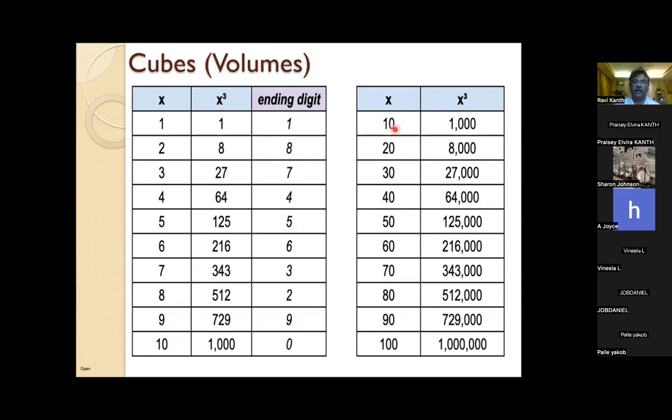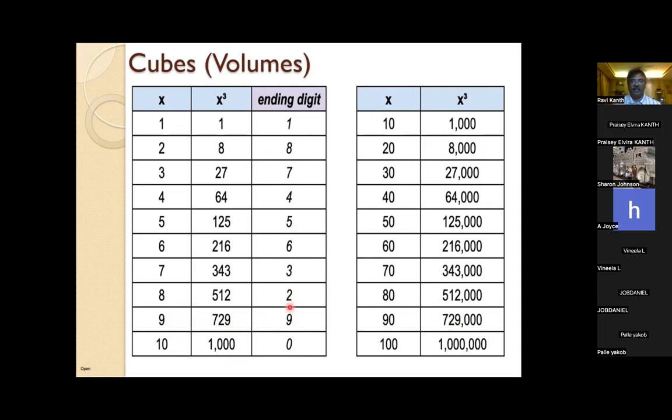So if you know 2 cube is 8, 20 cube is 8,000. Simply add 3 zeros. If you know 9 cube is 729, 90 cube is 729,000. Okay. Now, I will repeat again.